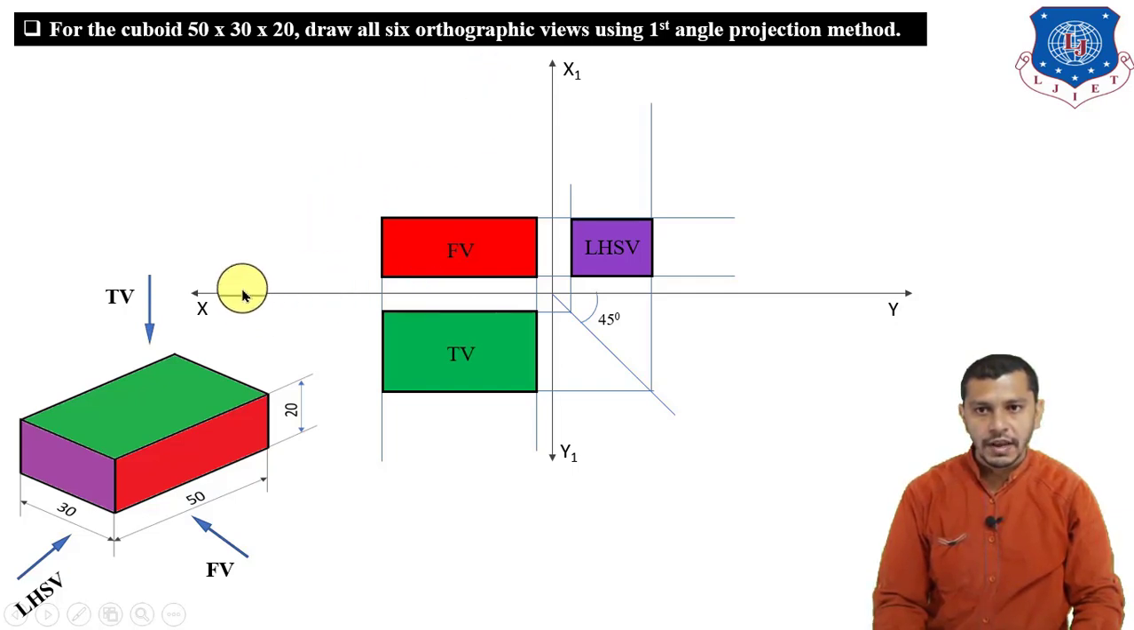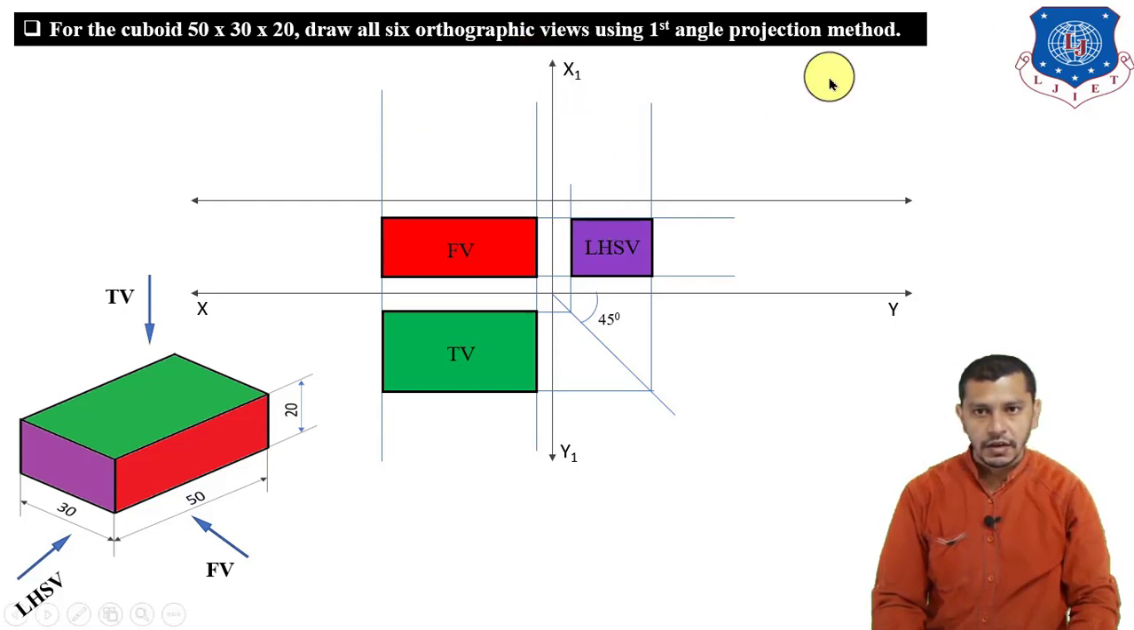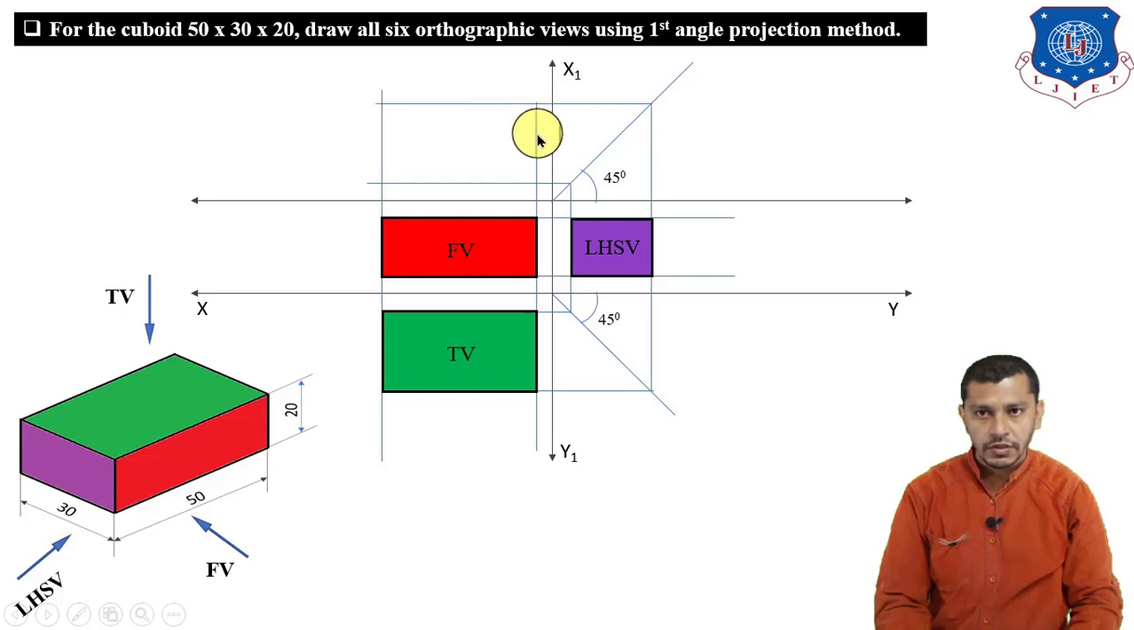So first of all draw a line parallel to the xy line over here. This will be our reference line. Project the length from the front view above the xy reference line, and now project the width of the bottom view from the left hand side view. For that we will draw a 45 degree line over here, and from this point we will project the width over here. So this will be the width of the bottom view, this will be the length of the bottom view. So the bottom view will be the same as the top view, which will be a rectangle having length 50 and width 30. So this will be our bottom view.